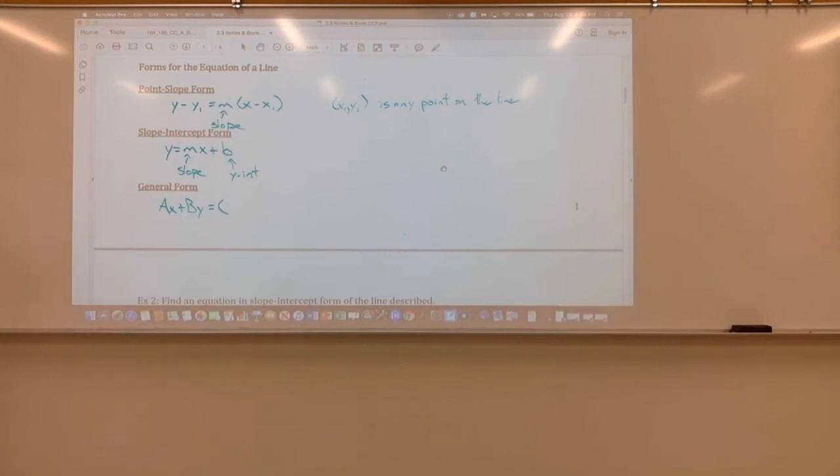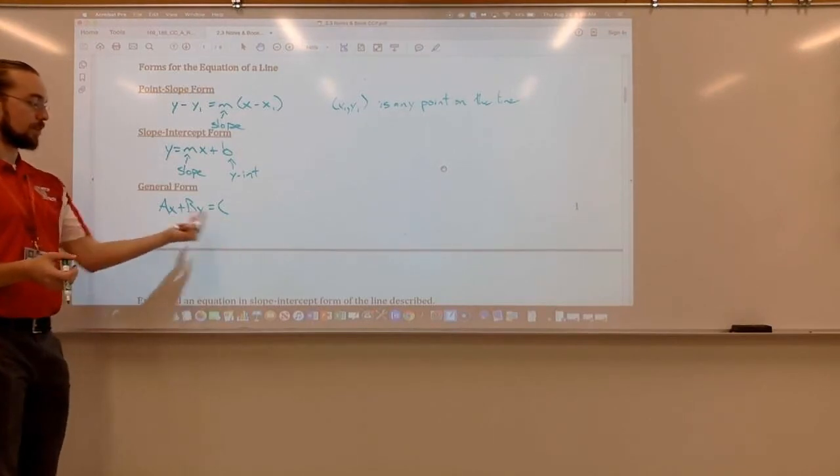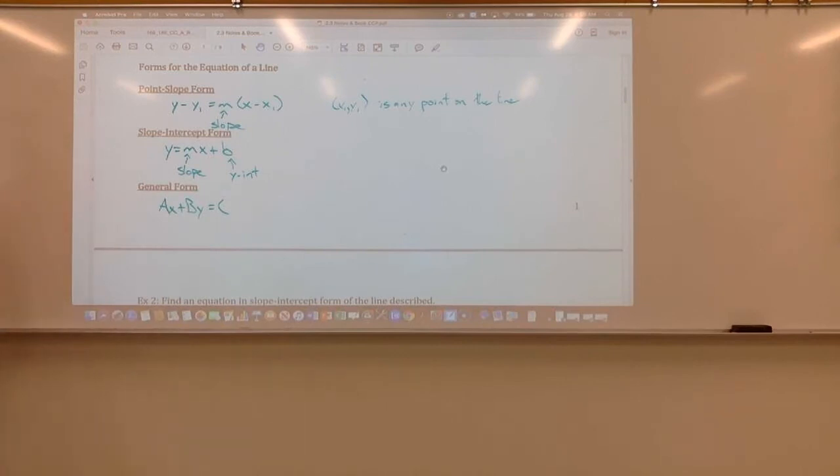Okay. So this is useful for finding intercepts. If I set x equal to 0, I can easily find the y-intercept, or vice versa. If I set y equal to 0, I can easily find the x-intercept from this form. All right.